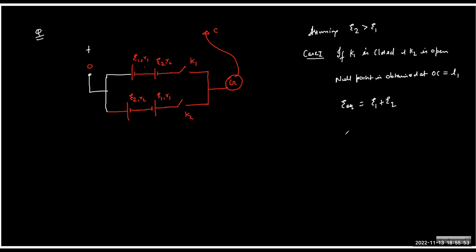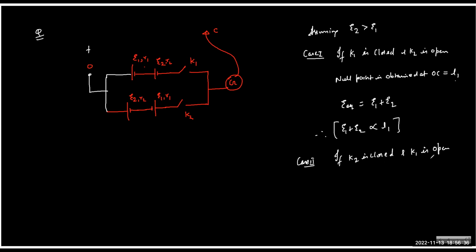I think we have done this in cells. So can we say E1 plus E2 is proportional to L1? Yes, because null point is representing the net value of O to C, and O to C will give you E1 plus E2. Case 2, if K2 is closed: was it necessary to give E2 greater than E1? I'll come to that. It is actually necessary for some reason.